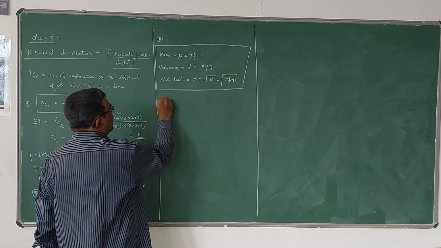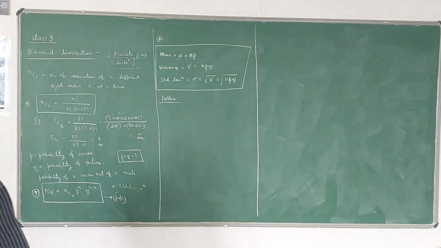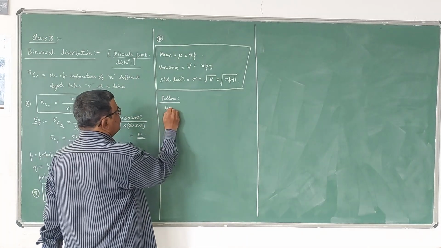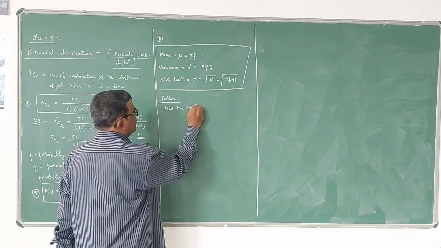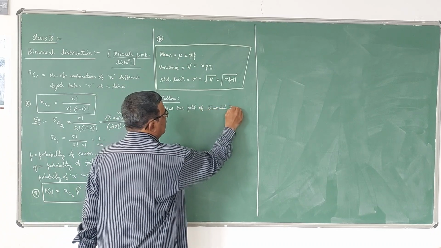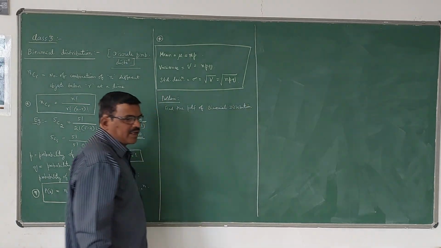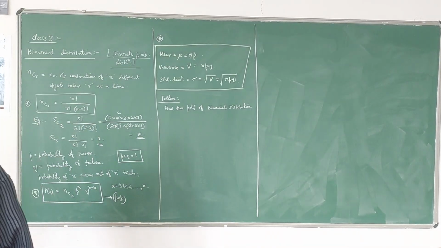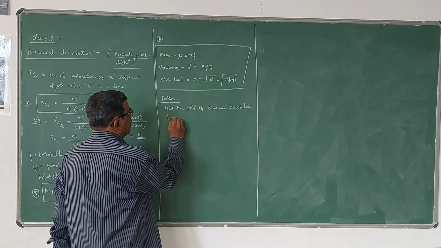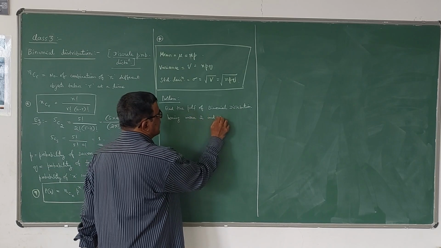Now let me take up a problem. Find the binomial probability distribution. You can ask like this also: find the PDF of binomial distribution, which was invented by Bernoulli, having mean 2 and variance 4 by 3.